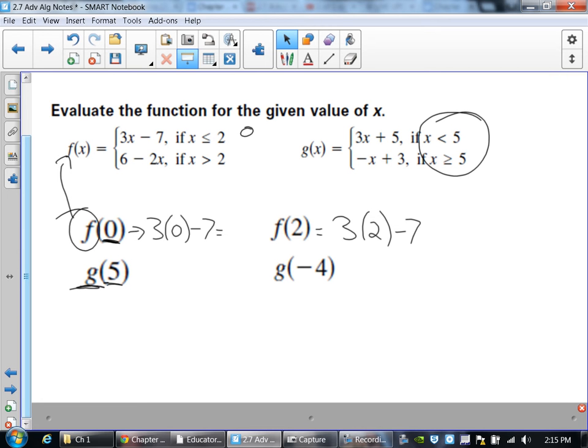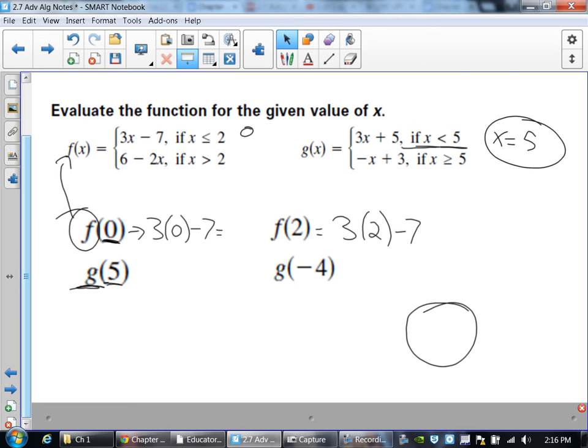I don't understand. So if I put 5 in for the top one, and then did it for the bottom one, I wouldn't get the same answer? No, because if I'm going to use x equals 5, I can't use it here because x has to be less than 5. So it's restricted in the domain that you can't use 5 here because it's just less than. Here it's greater than or equal to, so I can use it here. That's all I'm looking at.